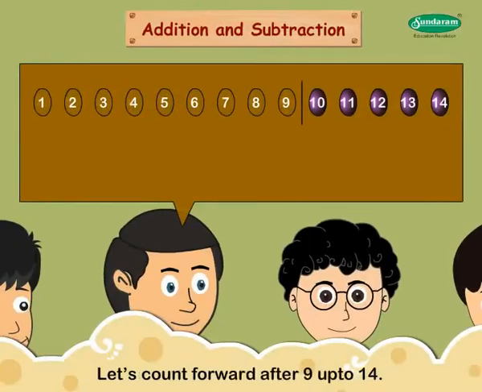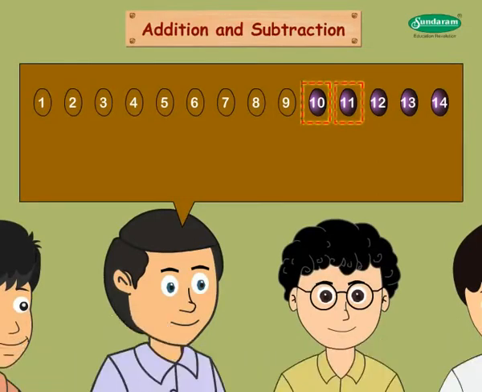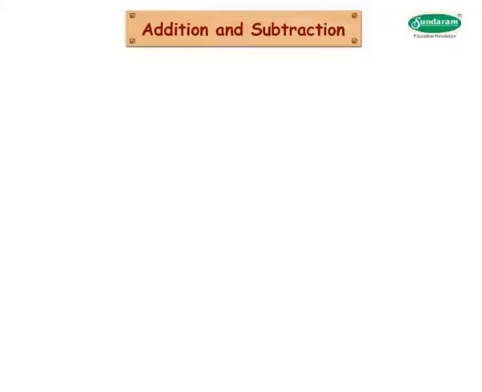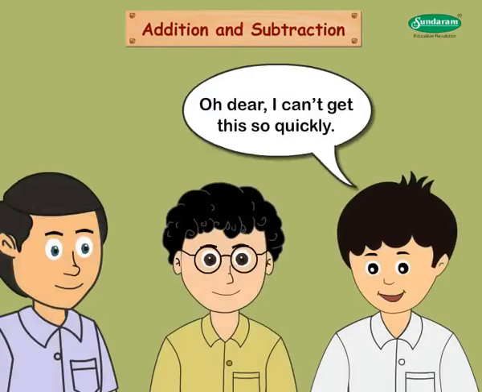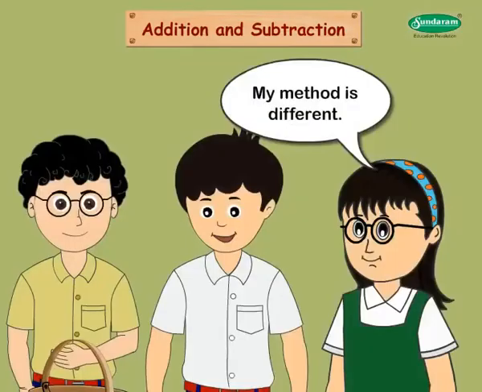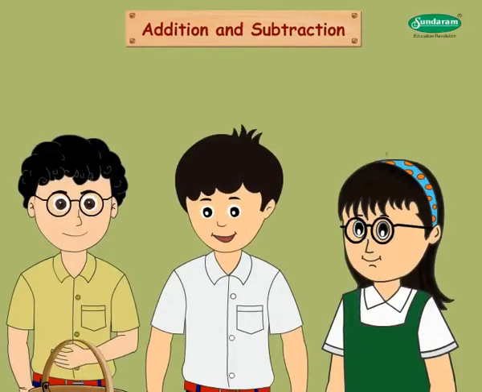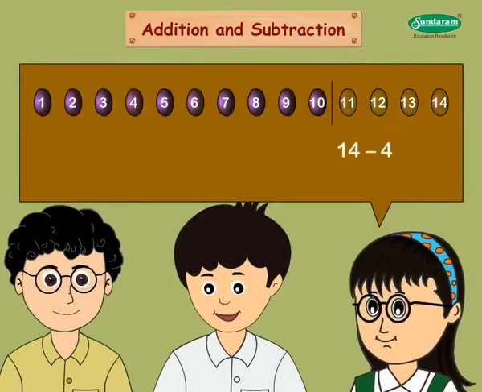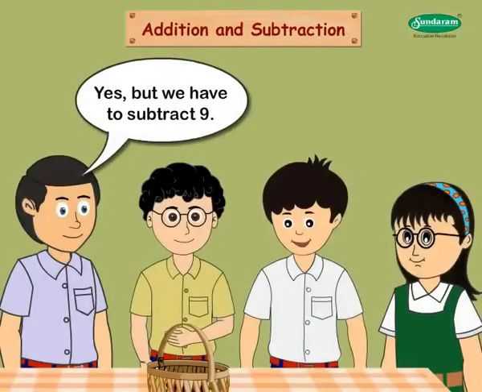Let's count forward after 9 up to 14. We counted 5 numbers: 10, 11, 12, 13, 14. So, 14 minus 9 equals 5. Oh dear, I can't get this so quickly. My method is different. 14 minus 4 is 10. Isn't this easy? Yes, but we have to subtract 9.